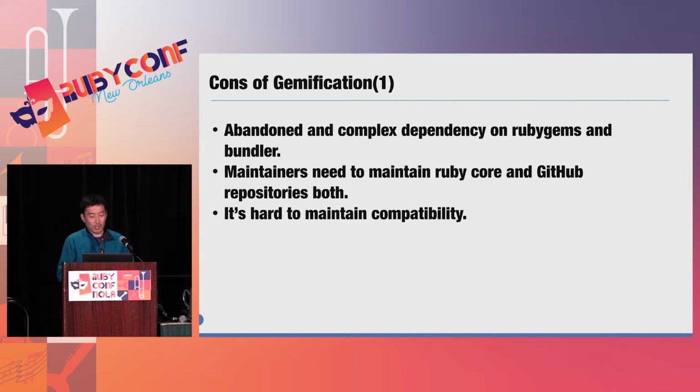Another con is the maintenance policy. You can use a default gem with several versions of Ruby, including Ruby 2.3 and Ruby 2.4. The maintenance should support all of these versions. Before gemification, maintenance only supported the latest version of the Ruby interpreter. So it increases the support cost for our library maintenance.